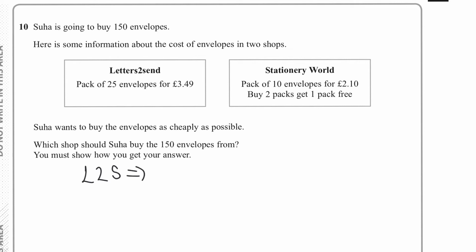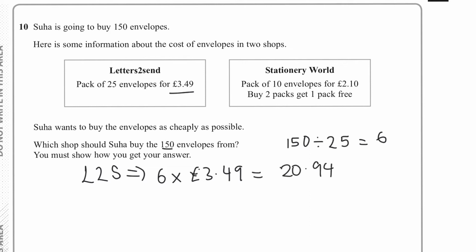Here it says a pack of 25 envelopes is £3.49. Because the total she wants to buy is 150, I'm going to do 150 divided by 25. I need to realize how many packs of 25 she needs to buy to make her total. If you put that into your calculator, you should come up with an answer of 6. So she needs to buy 6 packs of 25 in order to have a total of 150 envelopes. If we do 6 times the price of a pack of 25, which is £3.49, put that into your calculator, you should get £20.94. Don't try and look for a pound sign in your calculator. Just put into your calculator 3.49 times 6. So that's the price from Letters to Send.